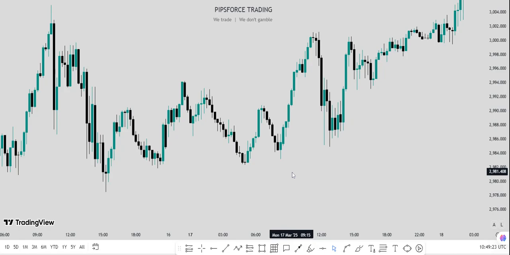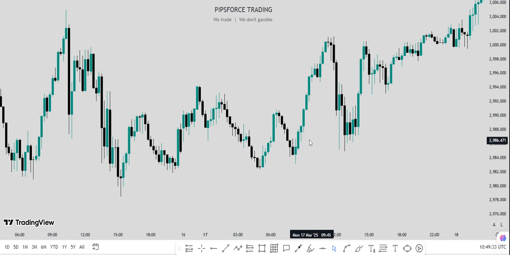A bullish order block is a zone that you can mark as your level of demand, and a bearish order block is a zone that you can mark as a level of supply. So let's find examples in this particular chart. This is gold, 15 minutes time frame.